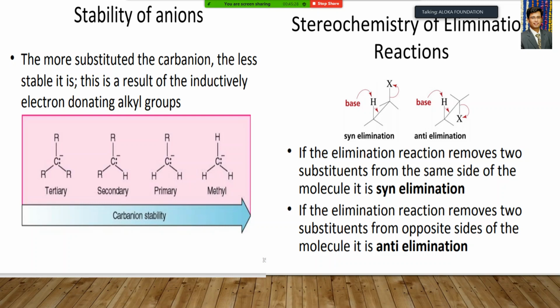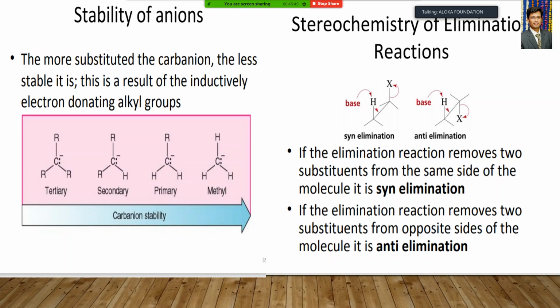So this is about the E1CB reaction. Okay, now let's go for the elimination. As I said, which is more favored? So what is syn elimination and anti-elimination? This question can be asked in your exam. What do you mean by syn elimination and anti-elimination?